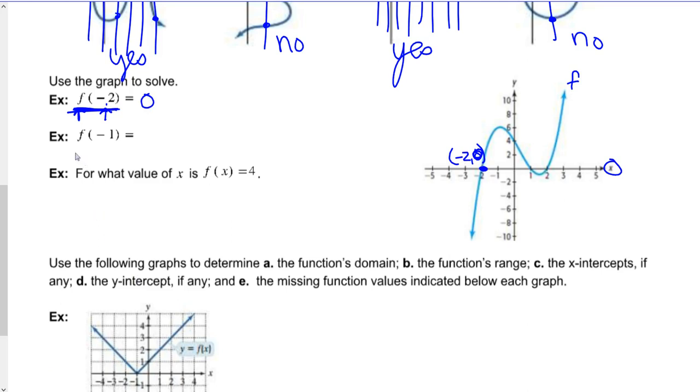If I look at f of -1, what is f of -1? Looking on there, there's my point. And if I want to do an ordered pair, it would be the point (-1, 6). Therefore, if I want to find f of -1, in this case, it would equal 6. Okay? Now, we're going backwards.